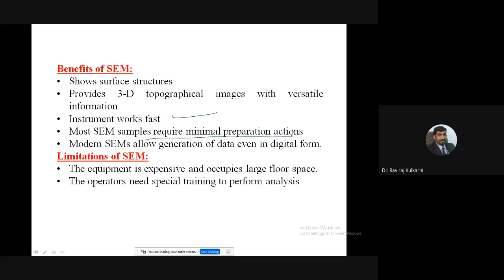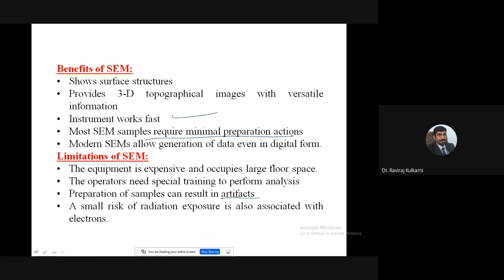The operators need special training to perform the analysis. Preparation of samples can result in artifacts. Sometimes, if your preparation is not good, something that is not actually there, you can see in the SEM image. Small risk of radiation exposure is also associated with the electrons, because you are using an electron gun, so there is a risk of radiation.